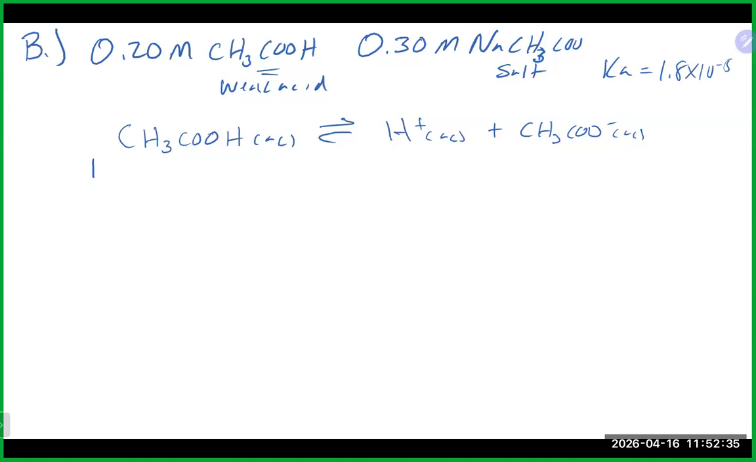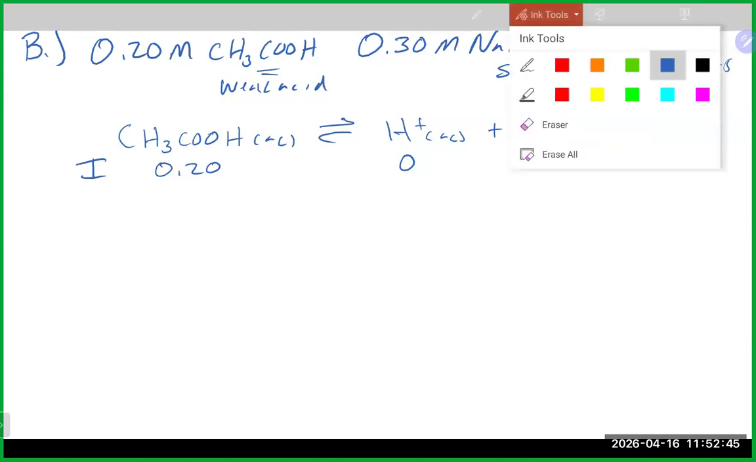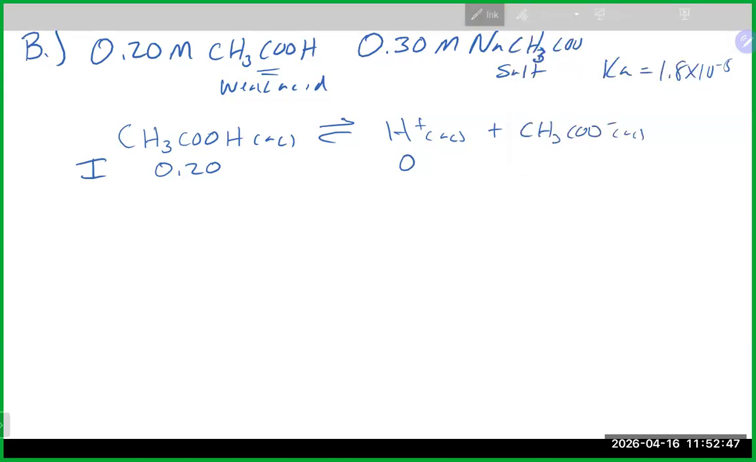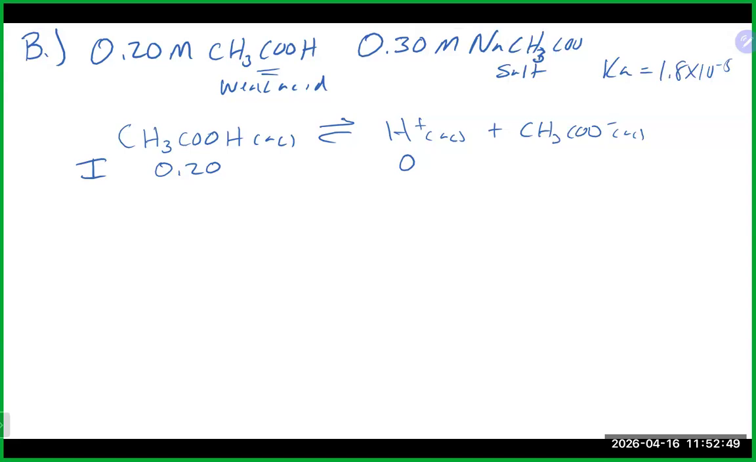Now, when we get to our initial row here, we have 0.2 molar of our acetic acid. We have 0 of our H plus. And now probably the most important thing, and the thing that people screw up on all the time, is answering this question: is this 0? It is not 0, because if it was 0, I'm just redoing the same calculation I just did on the last slide. I'm just doing the weak acid.